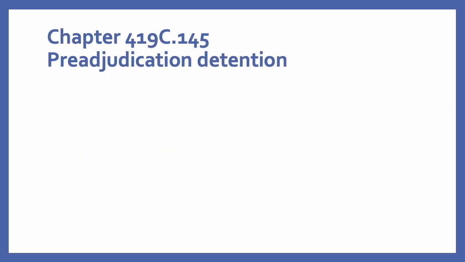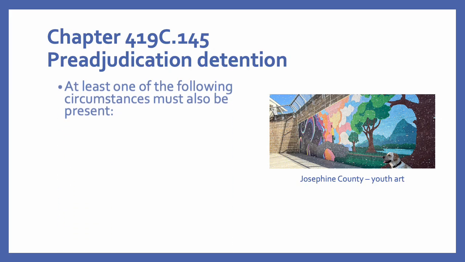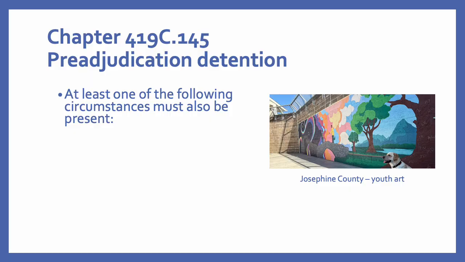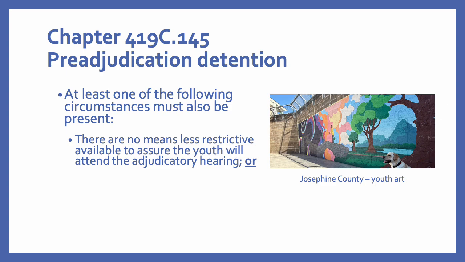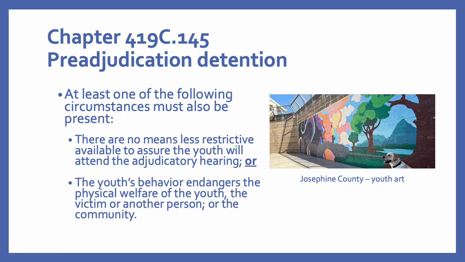Continuing with pre-adjudication detention in 419C.145, at least one of the following circumstances must also be present when placing a youth in detention. First, there are no means less restrictive available to assure that the youth will attend the adjudicatory hearing, which means that there is no less restrictive placement the youth can go to that will guarantee that they show up for their next hearing. Second, the youth's behavior endangers the physical welfare of the youth, the victim, or another person in the community. There must be a risk to public safety when we use detention pre-adjudication.